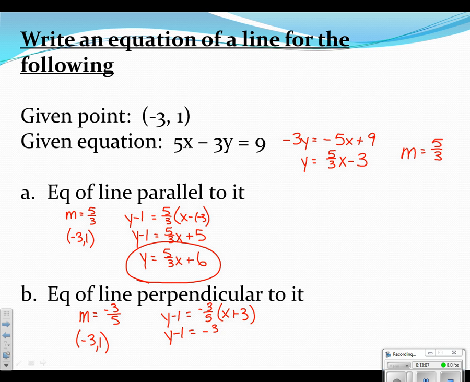Distribute. Add 1. So y would equal negative 3/5 x minus 4/5. And there would be an equation for a perpendicular line to the given.